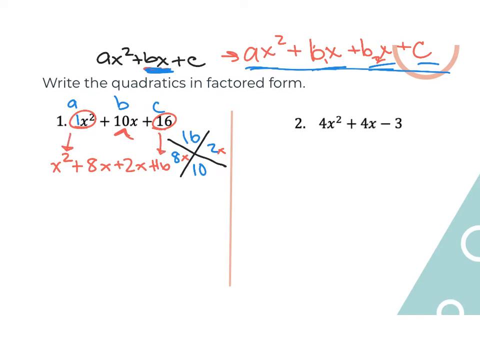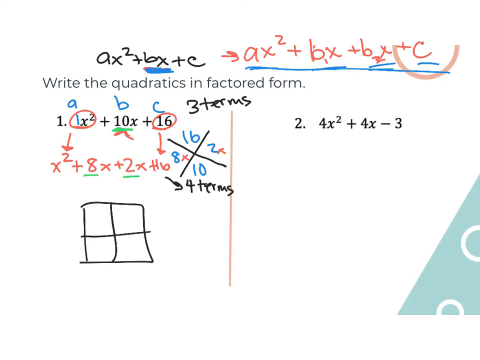Now remember, if I were to go back and combine like terms, 8 plus 2 gives me the 10, so I haven't changed the value of the polynomial at all. All I've done is split it apart so that where it was 3 terms, now it's 4 terms. And the reason I do that is because now I can fill it into the box. So my terms look like x squared plus 8x plus 2x plus 16. And then I find those GCFs.